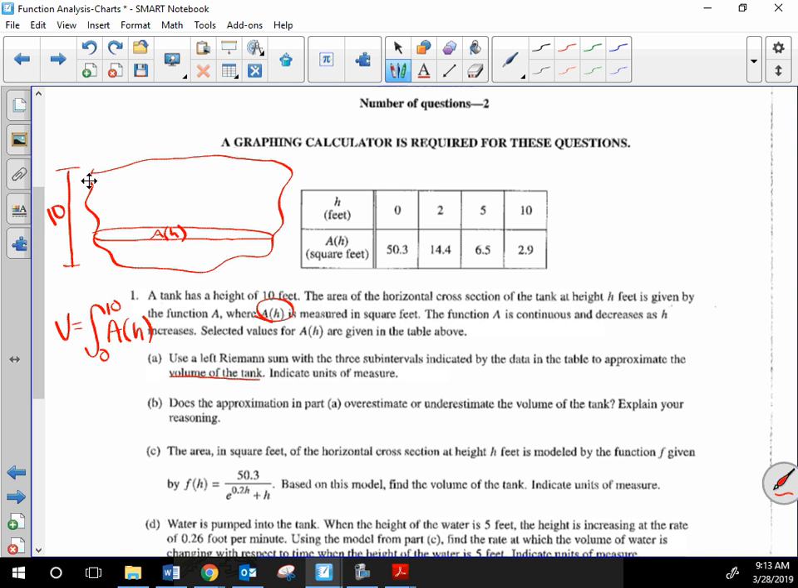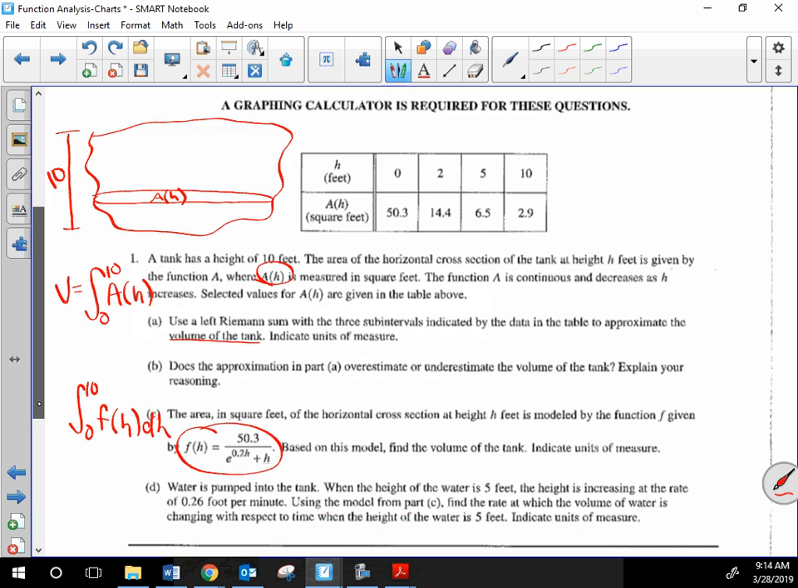Alright, so C, they say the area of the horizontal cross-section is modeled by this function here. So instead of just giving us individual values, they now give us a function that models that. It says find the volume of the tank. So again, we are integrating, now we have an actual function for this. So we're integrating f of h dh, and again, we're going from 0 to 10.